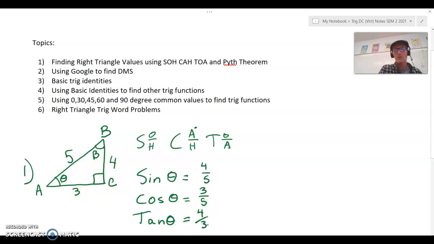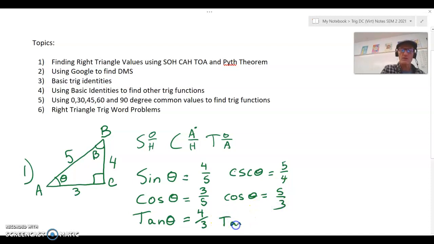Okay, now those can be applied to the cosecant, which is the reciprocal of the sine. The cosecant of theta is 5 over 4, and then the cosine of theta is equal to 5 over 3, and then the tangent of theta is equal to, or the cotangent. So I'm getting mixed up here, so my fault. So this is the secant of theta is 5 over 3, and the cotangent of theta is 3 over 4. So that's basically it. You use SOH TOA.